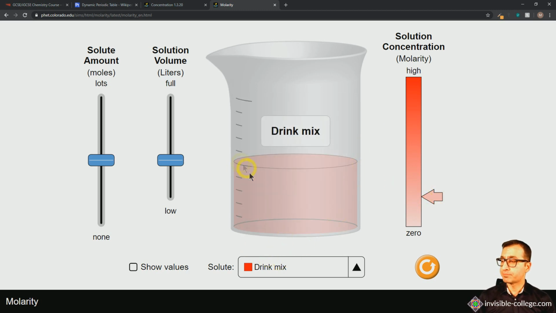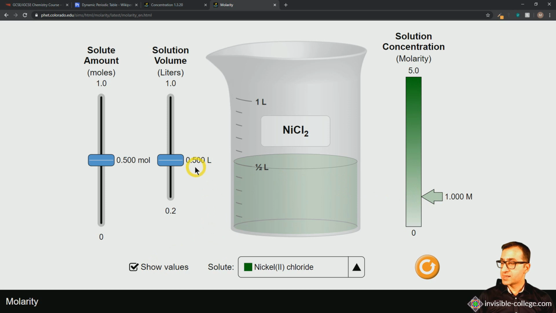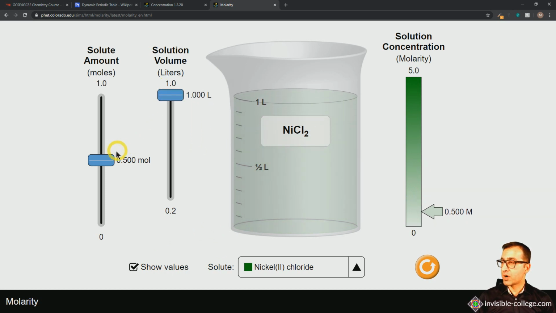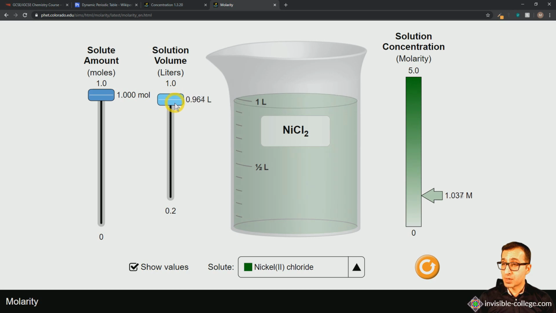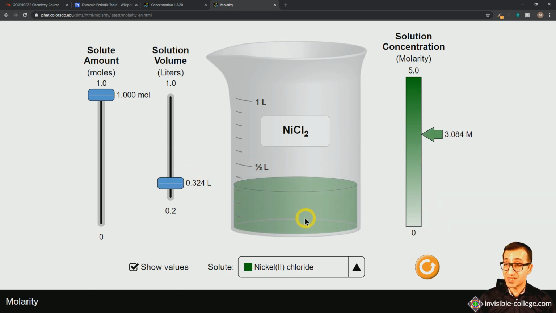So you can see this on this diagram. Again, I'm going to use nickel 2 chloride. Let's say we put in a liter of nickel 2 chloride solution. If I increase the amount of solute, here we can see the amount of moles being added. At the moment we have 0.5 moles of nickel chloride dissolved in 1 liter or 1 cubic decimeter of water. If I increase the amount of nickel chloride that we add, we see that the concentration rises accordingly. Now, if I decrease the volume of the solvent by evaporating it, for example, you can see here that the concentration rises because we still have the same number of nickel chloride particles dissolved, but we now have them dissolved in a smaller volume.